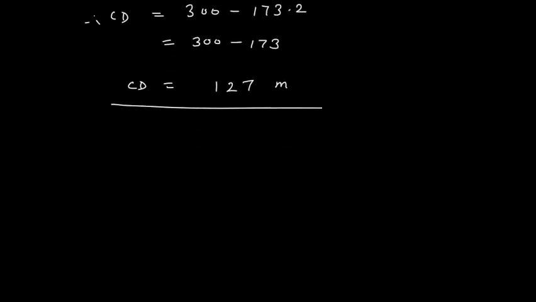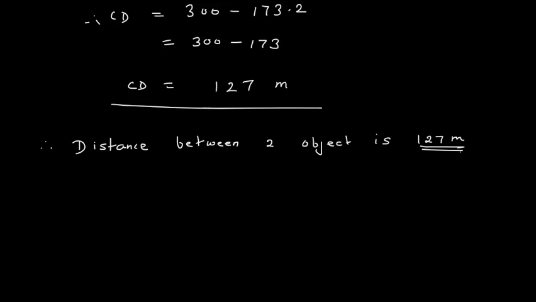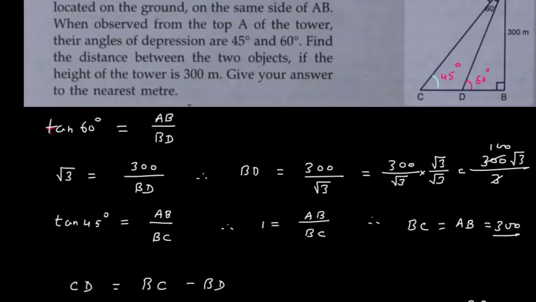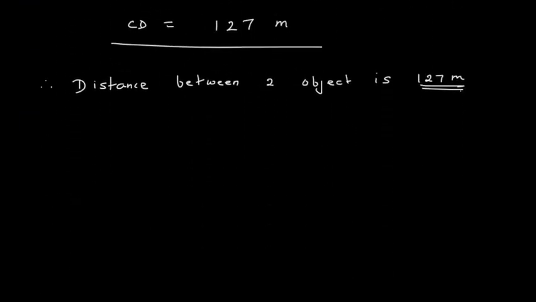So therefore I will say that the distance between the two objects is 127 meter. This is the distance between two objects. Question number 24.